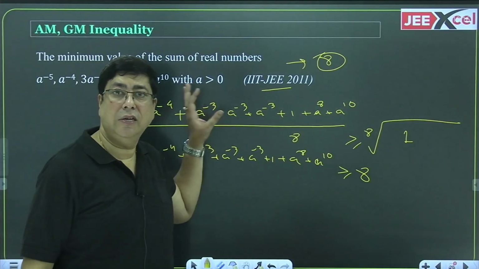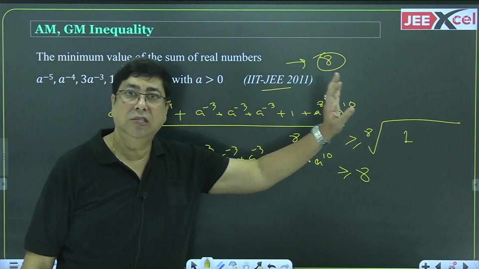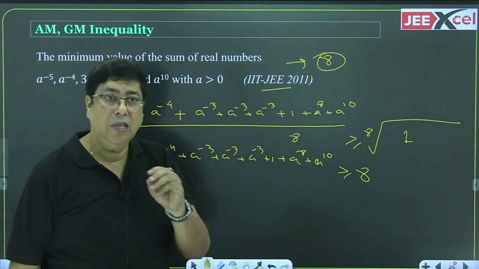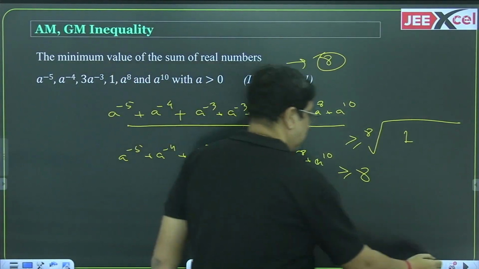Whenever it is an AP-related sum, they will ask you for the minimum. Whenever it is GP-related, they will ask you for the maximum. Okay, these are very, very important for the entrance examination.